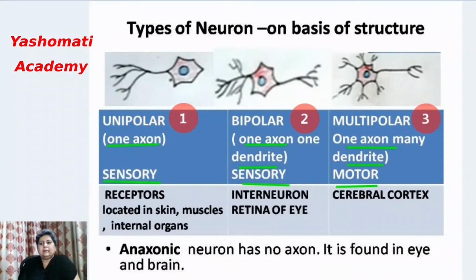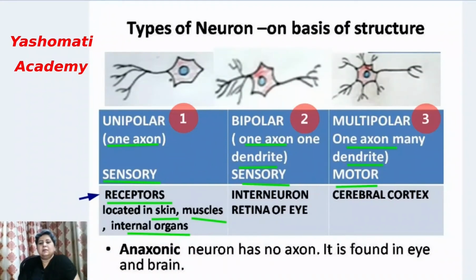Let us look at the different organs where they can be found or where they are present. Unipolar neurons are present in receptors. Receptors means those organs which help in receiving the stimulus, or in other words, the sensory organs. For example, skin, we can get to know about the changes in the environment through our skin, or muscles, or internal organs. So, these organs have sensory neurons. These sensory neurons help us in understanding if there is any stimulus regarding a change in environment.